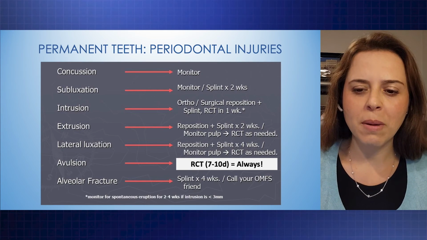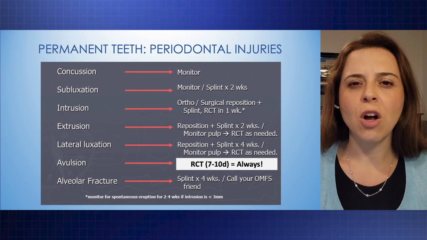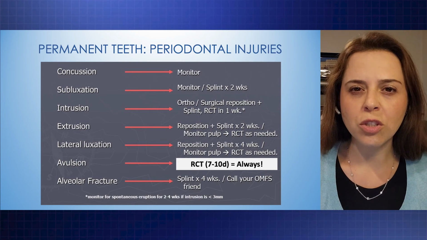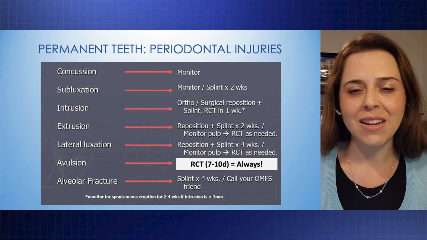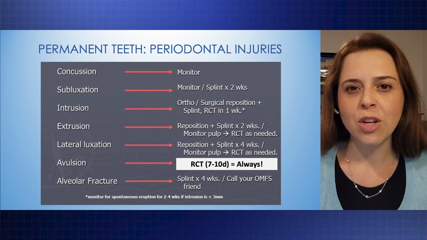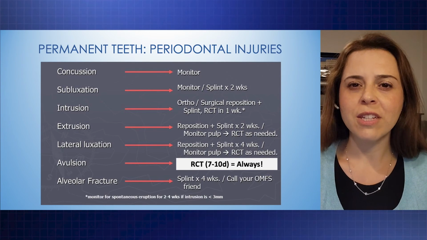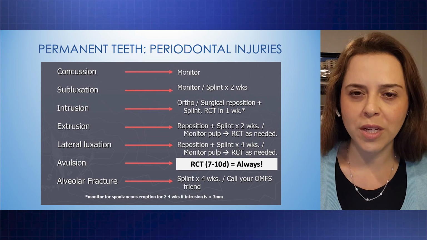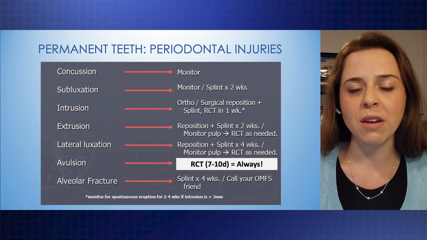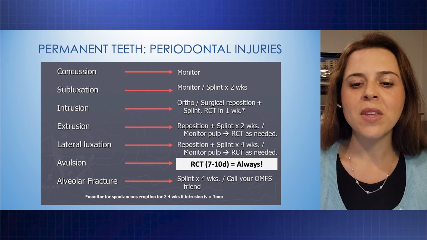And please remember, in avulsion cases, you're always, always, always on an adult closed apex tooth doing a root canal within 7 to 10 days of the injury. So do not pass go, do not collect $200. Every single time an adult tooth is knocked out, you are always doing a root canal or sending them to the endodontist within the week of the injury, okay?